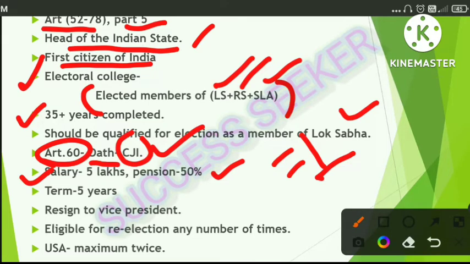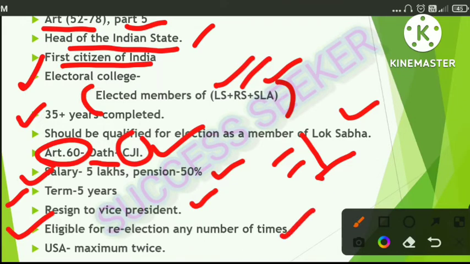And his or her term is 5 years, and the President of India has to resign to the Vice President, and the President of India is also eligible for re-election any number of times. But if you take the case of USA, there the same President can be elected only a maximum of 2 times.